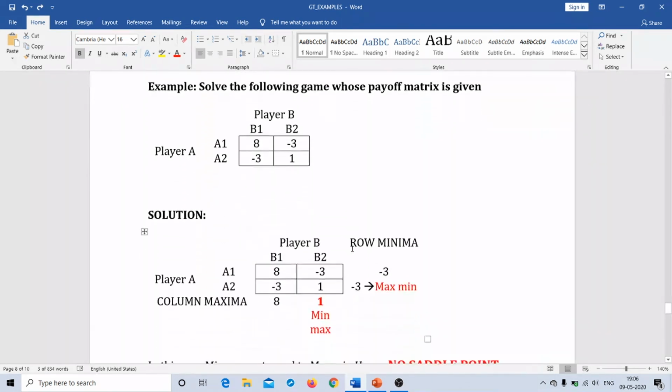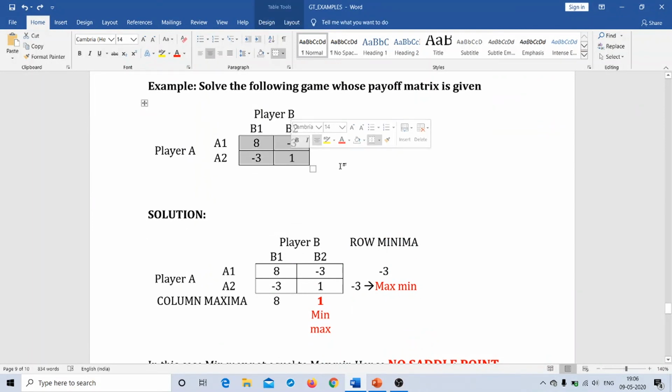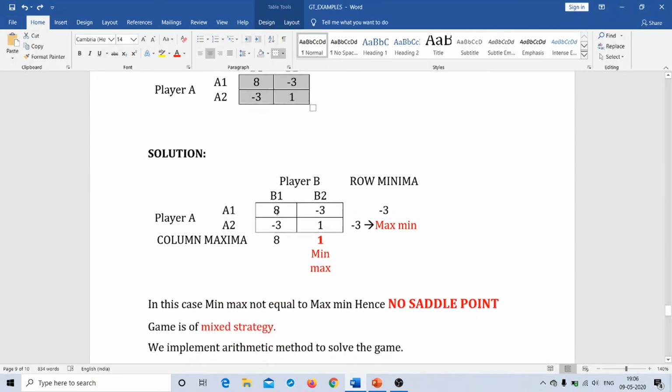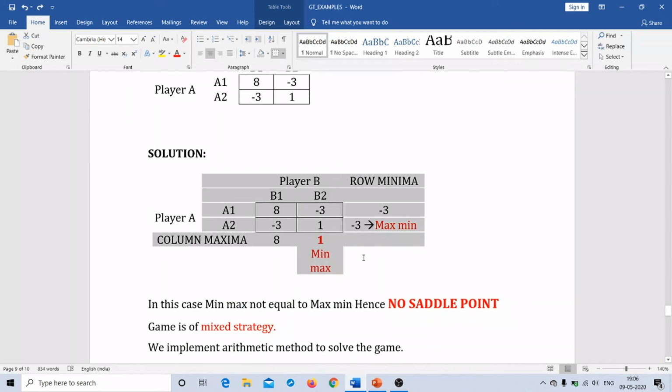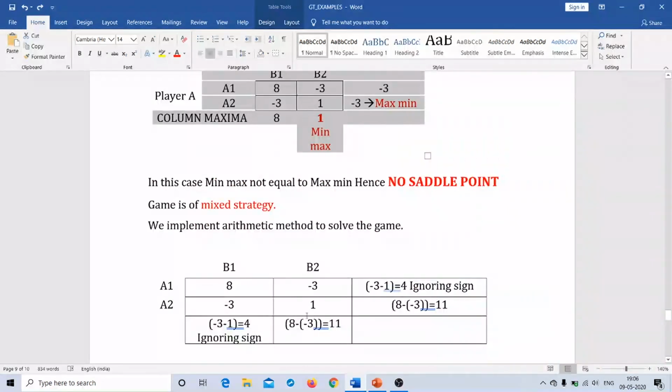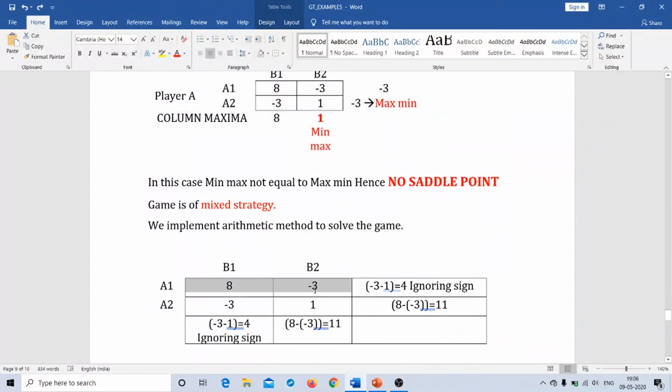So I have it like this. These are my oddments. 8, minus 3, 1. It does not have a saddle point, so it's a game of mixed strategy. The difference between 8 and minus 3 is 8 minus of minus 3, which is 11. So I write it here. Then minus 3 minus 1 is minus 4. I ignore the sign and I write it here.